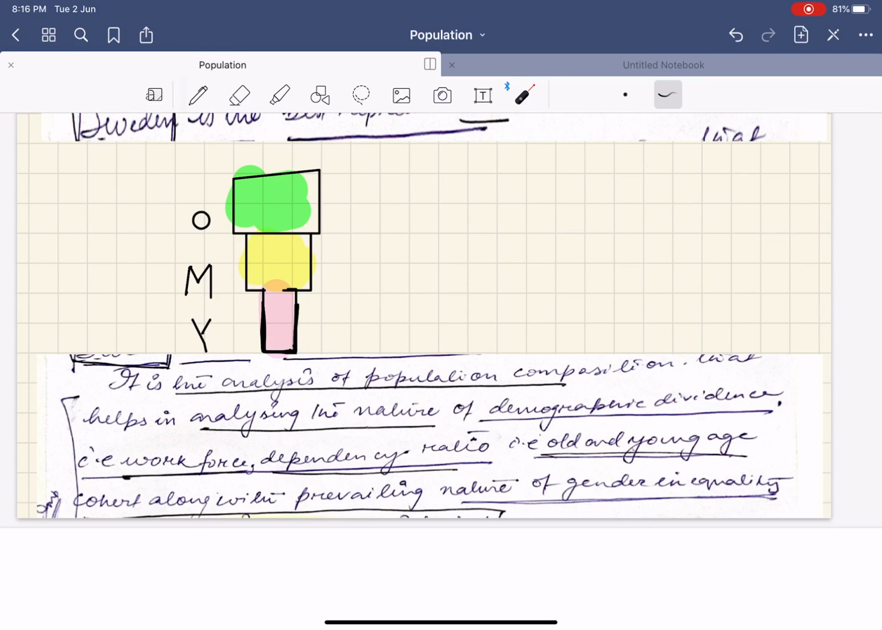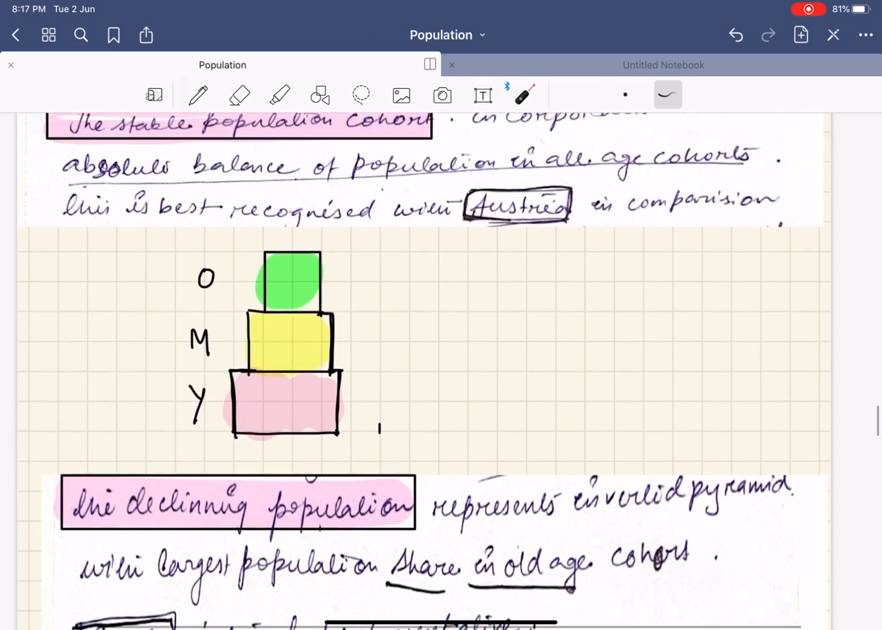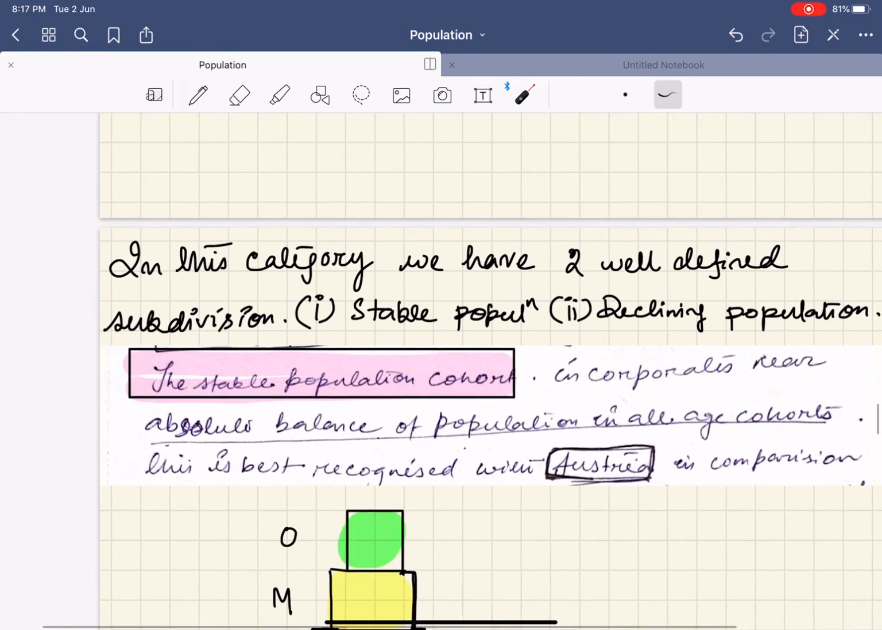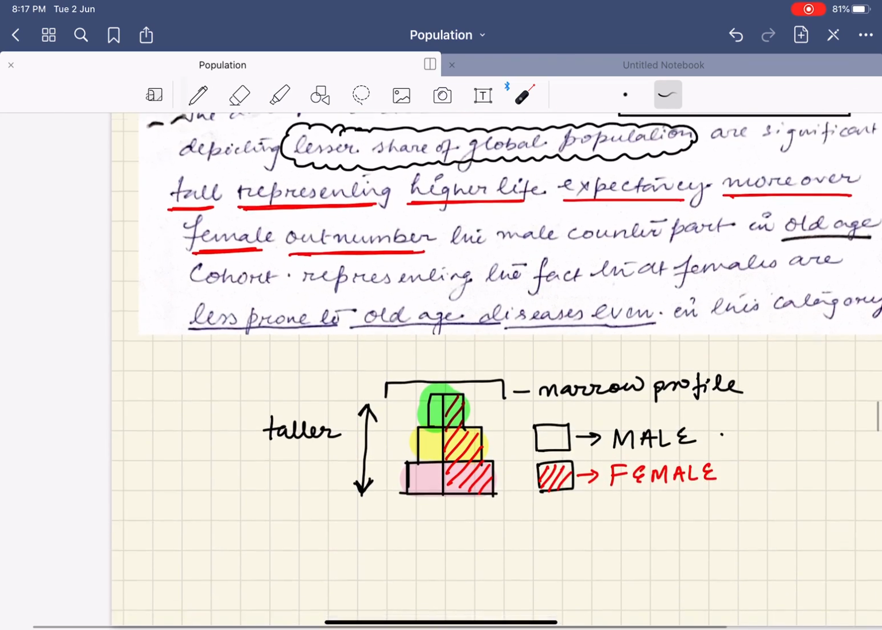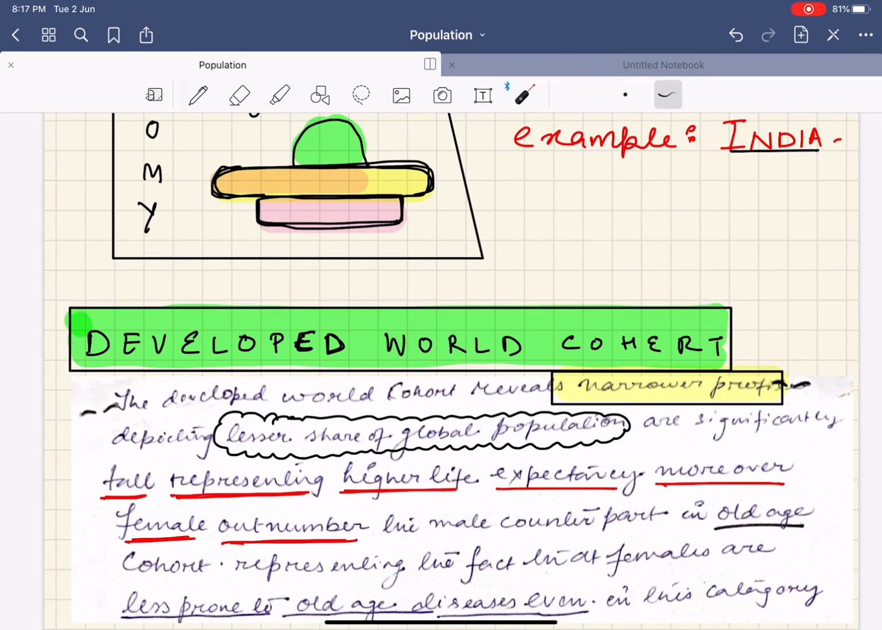Simple. Next, it also helps in knowing your workforce. Again, it also helps in analysis of your old and young age population, and it also helps in knowing your gender status, whether there is gender equality or gender inequality. Simple. We will be using these diagrams when we discuss your population problems.